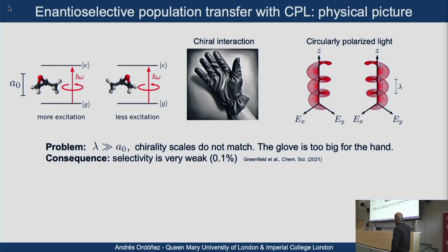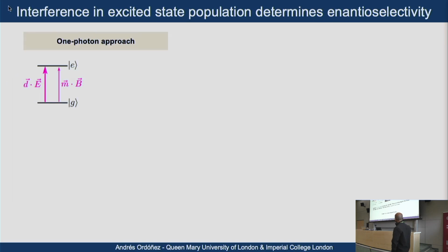Nevertheless, circularly polarized light does have some selectivity, so maybe by understanding the details of how it works, we can figure out a better way to have selectivity. So in the one photon case, to have enantioselectivity, we need to include the electric dipole and the magnetic dipole transitions. So the population in the excited state will have contribution from each of those, but also from their interference.